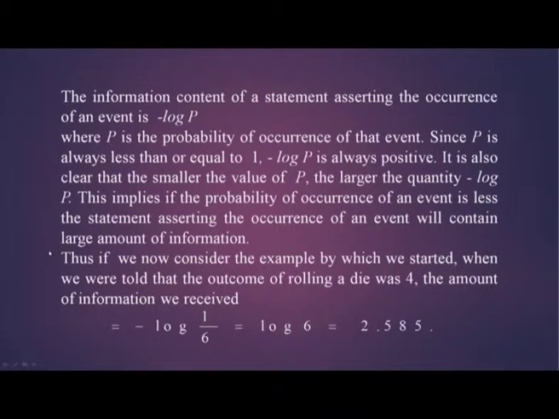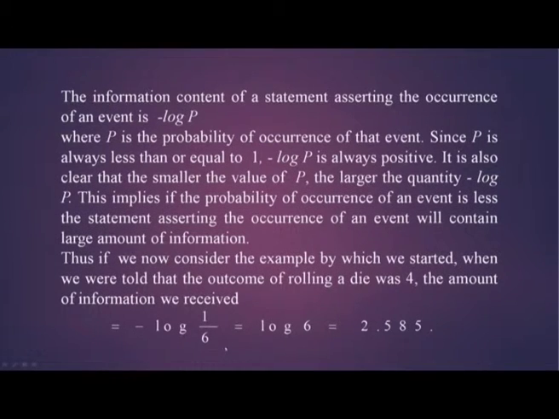Thus, if we now consider the example by which we started, when we were told that the outcome of rolling a die was 4, the amount of information we received is equal to minus log 1 by 6, and that is log 6, which is 2.585.